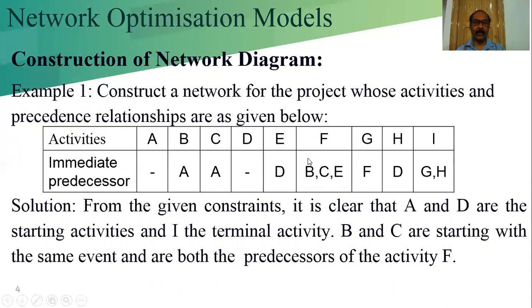That means if B and C is entered into a node, from that node B is going out. Now step by step we are showing how we are doing that. Since A and D are the start activity, they are going out from the start node. We start with that.